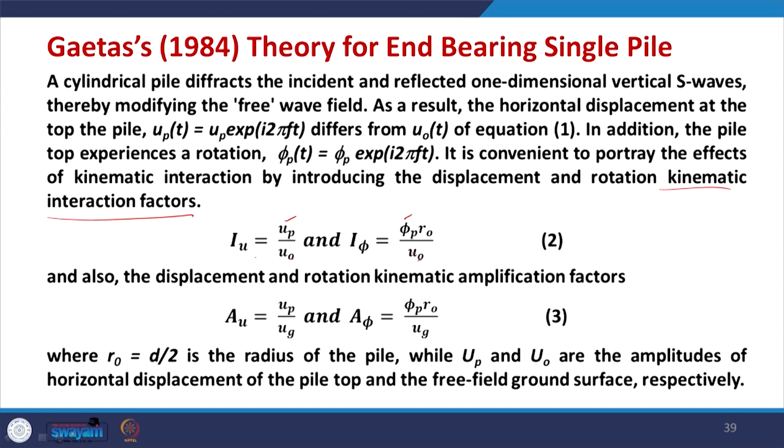If the same factor is divided by the original ground motion U_g instead of U_0, equations 2 and 3 are exactly the same, except that equation 3 is normalized with the ground motion amplitude U_g, while equation 2 is normalized with U_0. In that case, it becomes an amplification factor. So, one is the kinematic interaction factor, another is the amplification factor. For the interaction factor, you use the free field response, while for the amplification factor you use the ground motion itself. r_0 is d by 2, the radius of the pile, so nothing needs to be mentioned there.